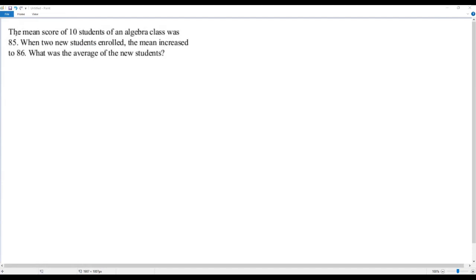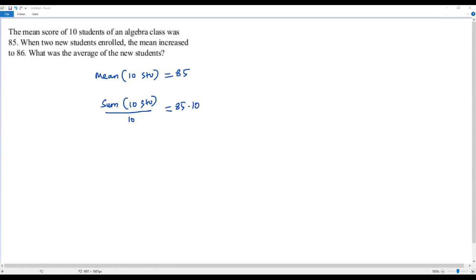Let's consider the first piece of information. That is, the mean score of 10 students is 85. Now let me write the stuff over here. The mean of 10 students equals 85. Usually, to get the mean or the average, we add all the values and divide by the number of values. Here we add the sum of the scores of all 10 students and divide by the number of students, that is 10, equals 85.